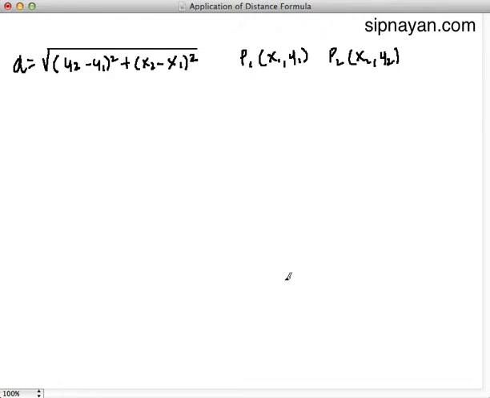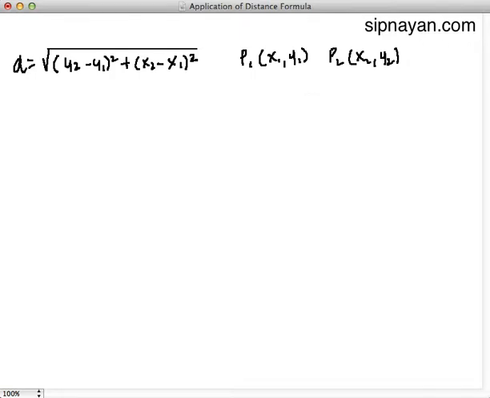Dun sa previous video natin ay na-derive na natin itong formula na ito. The distance between the points p sub 1 and p sub 2 is equal to the square root of y sub 2 minus y sub 1 quantity squared plus x sub 2 minus x sub 1 quantity squared. So from here, kita natin that the coordinates of p sub 1 are x sub 1, y sub 1, and the coordinates of p sub 2 are x sub 2, y sub 2. No?